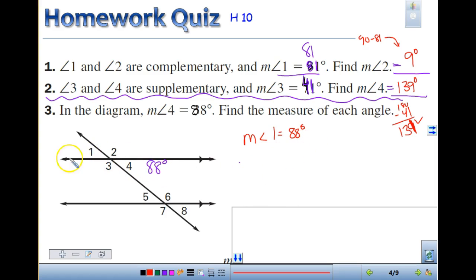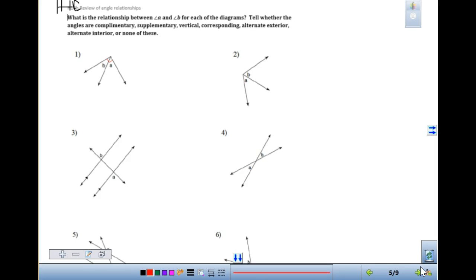Once I know, because of vertical angles, what do I know that the measure of angle 2 has to be? It could not be 2 degrees. And once I know that, I should have been able to find all the rest of them. They're either 92 or 88. Okay? Yes. You will take it, and we got a couple other people. You're going to have different numbers.